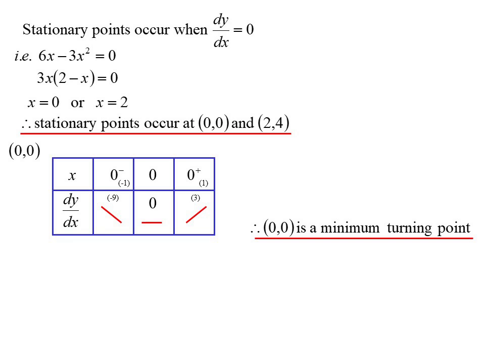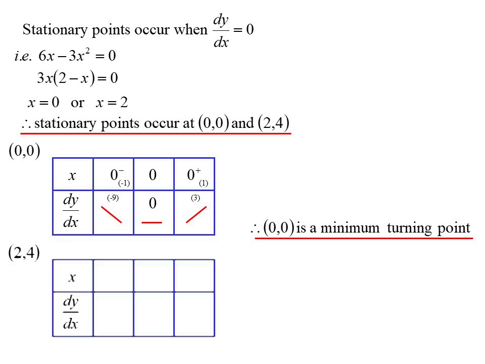Now, when you're drawing these tables of values, don't be lazy. Actually write down what is the number that I'm substituting in, what is the answer. Let's do 2, 4 then. And it's the same idea. 2 is what I'm investigating, horizontal at that point. I need to pick a point on the negative side of 2 and on the positive side of 2, not going past my other stationary point.